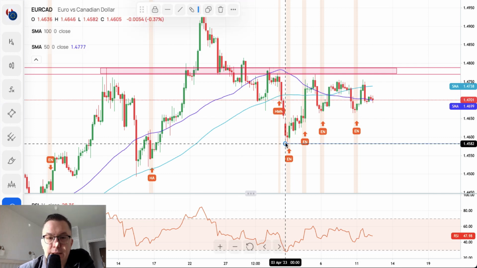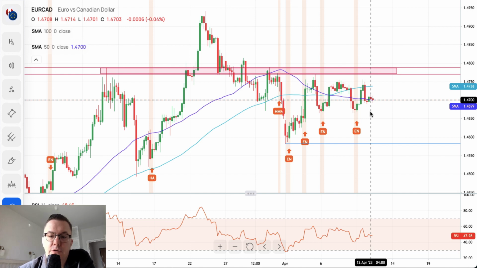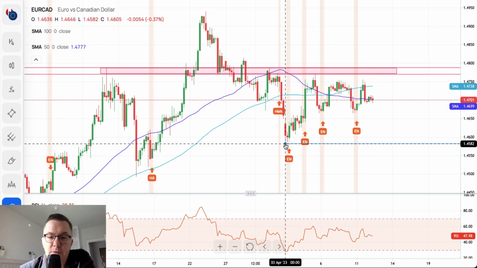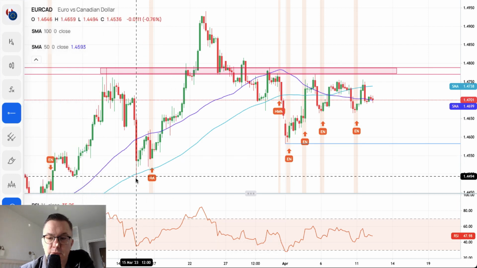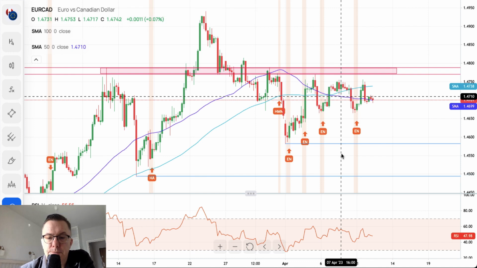So basically, neither bulls nor bears are in control of this market. The key technical support in the short term is 1.4582, and maybe one more level I will show you guys is of course 1.4494. So for now it's hard to say basically what this market is trying to do.